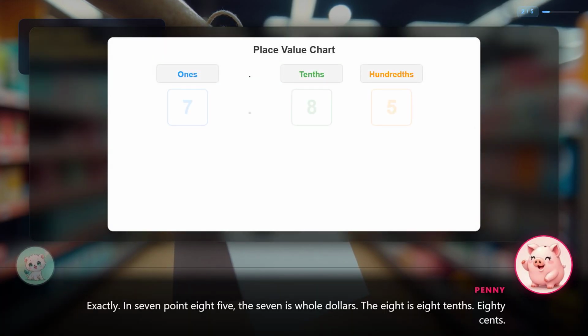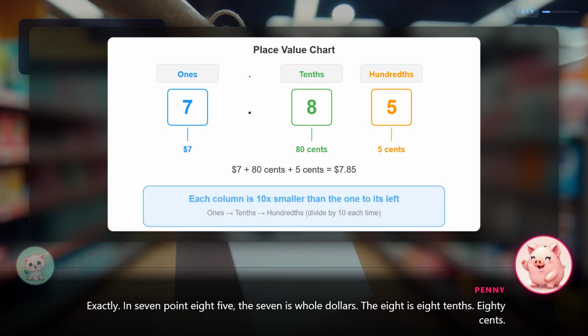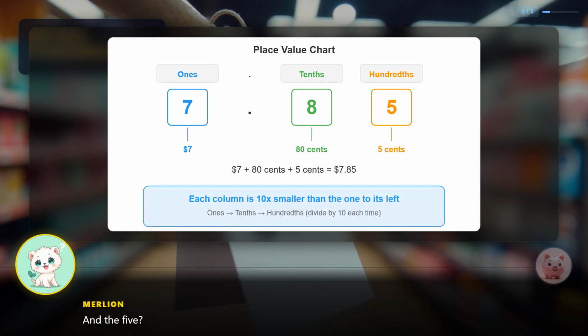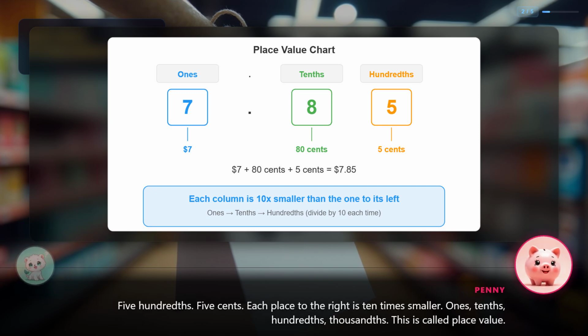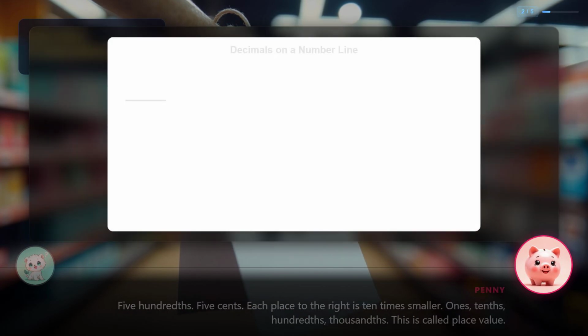In 7.85, the 7 is whole dollars. The 8 is 8/10, 80 cents. And the 5? 5 hundredths, 5 cents. Each place to the right is 10 times smaller. Ones, tenths, hundredths, thousandths. This is called place value.